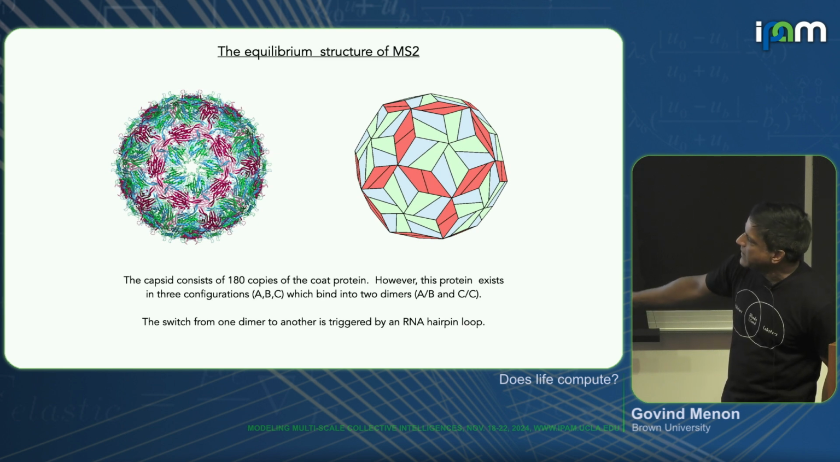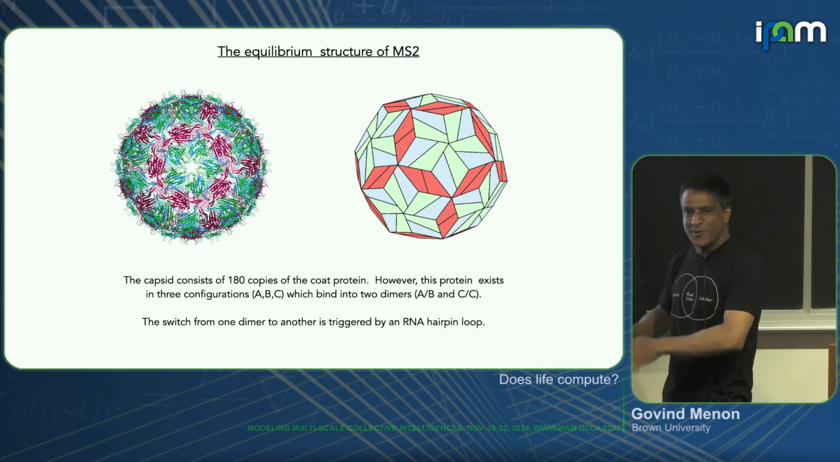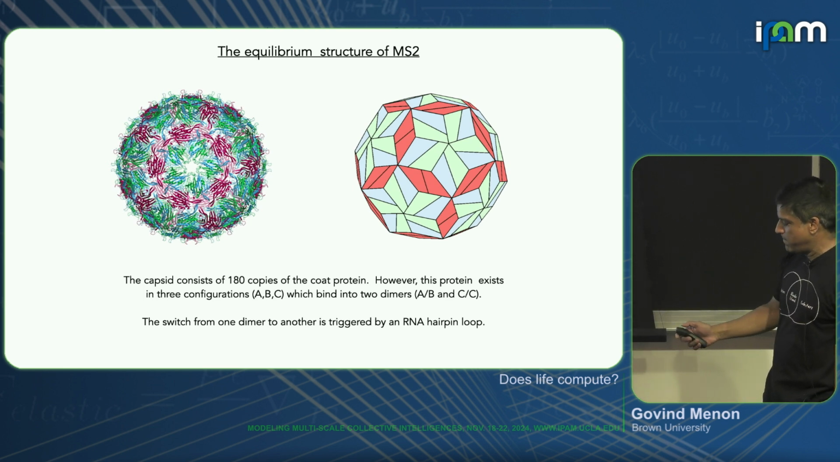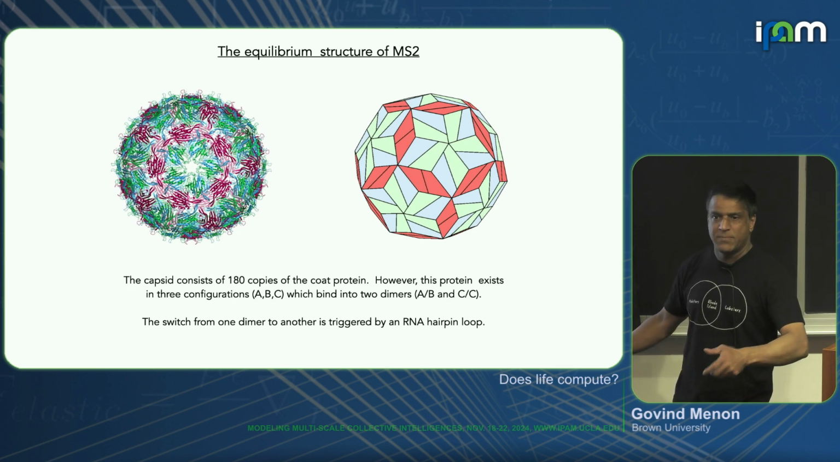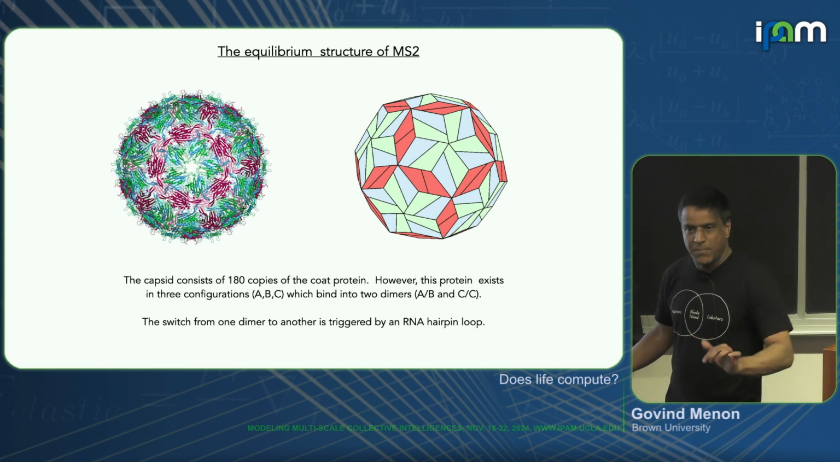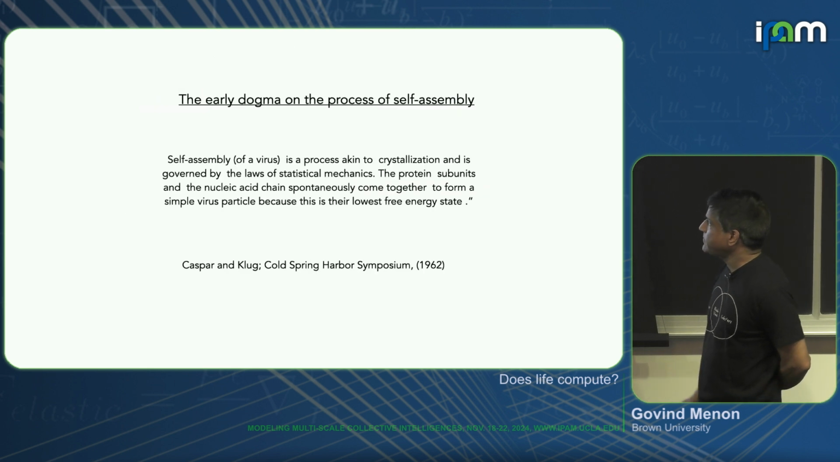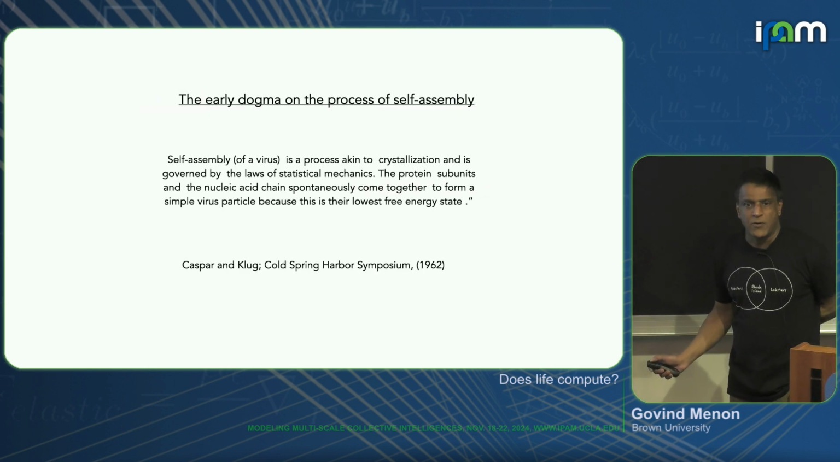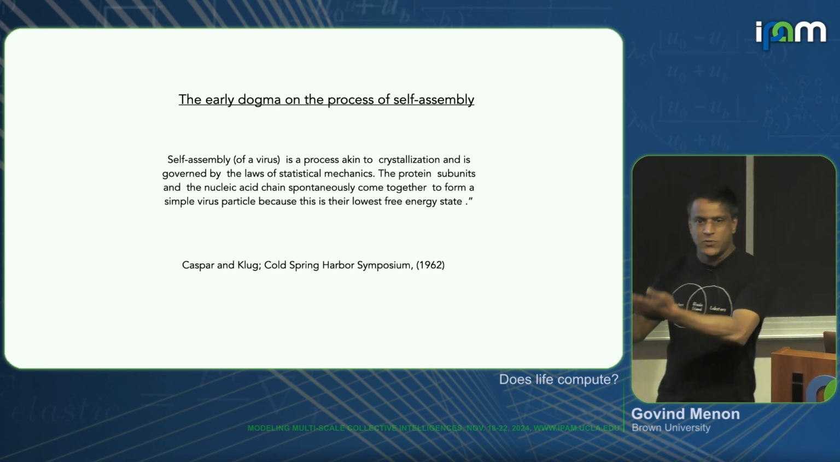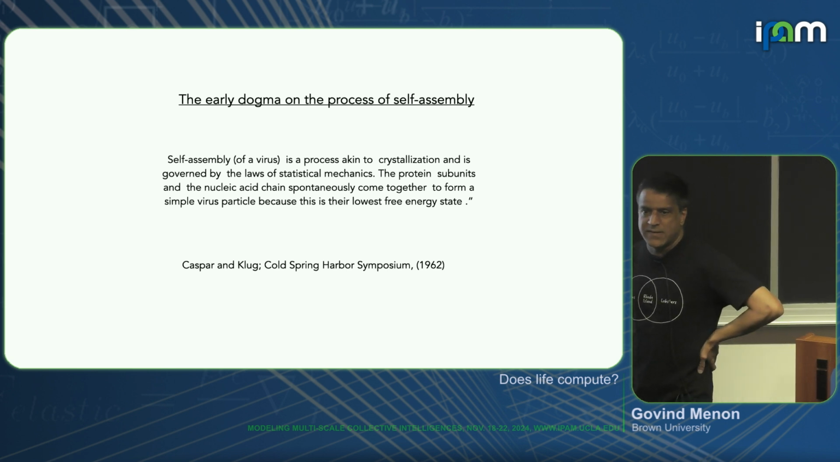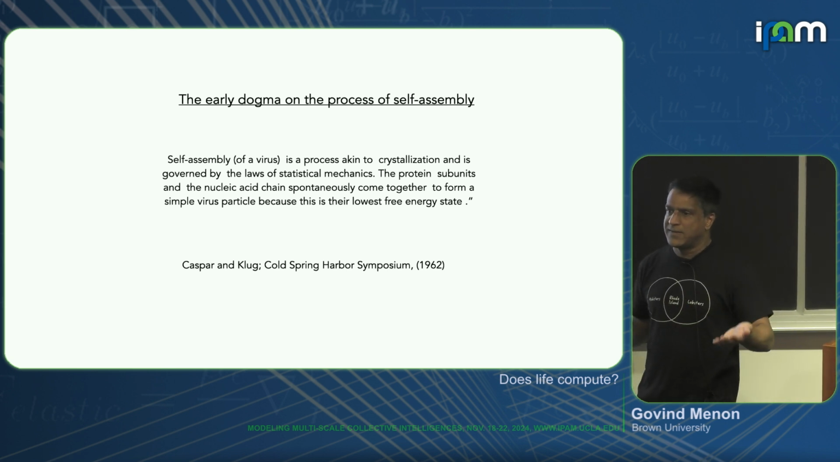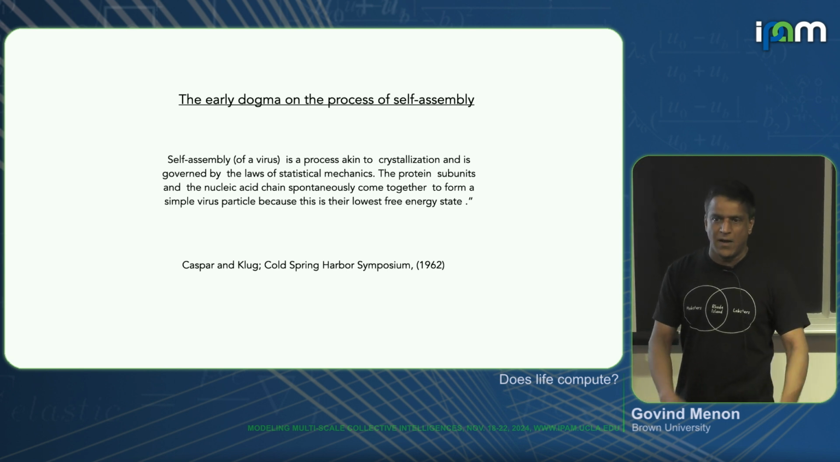So that's one artistic rendering of what the MS2 looks like. And this one is another artistic rendering, which kind of reveals its mathematical structure. And we actually know that the change in conformation between these proteins is triggered by a very specific kind of nucleation event. So let me go back to Casper and Klug, because it's their framework that was used to understand these processes. And they were thinking very much in statistical mechanics terms, like you've got some energy landscape, and you are going to go to the minimum of the energy landscape.